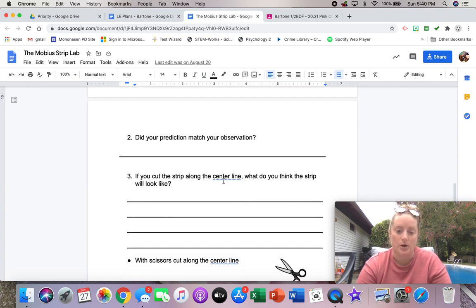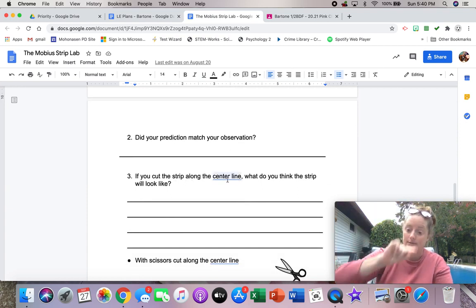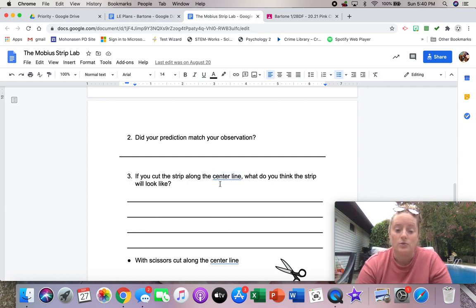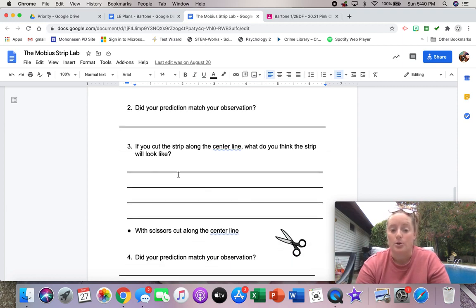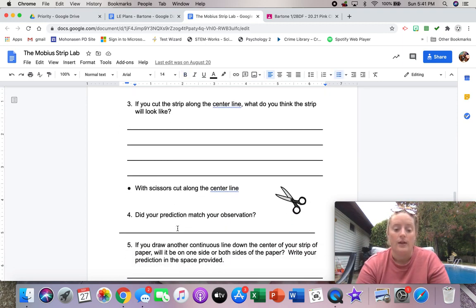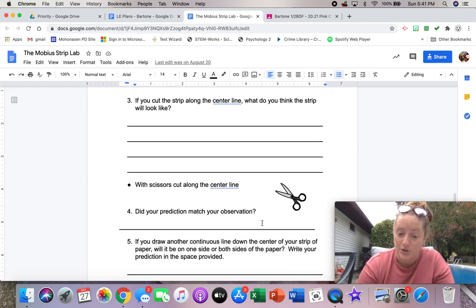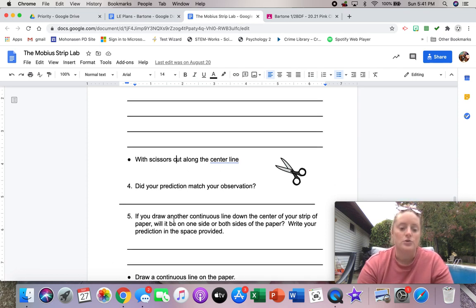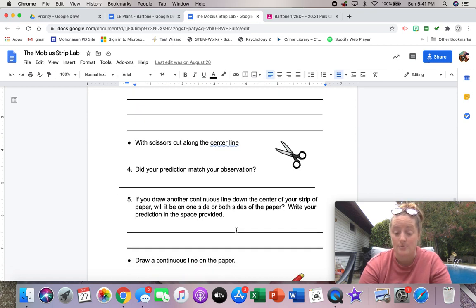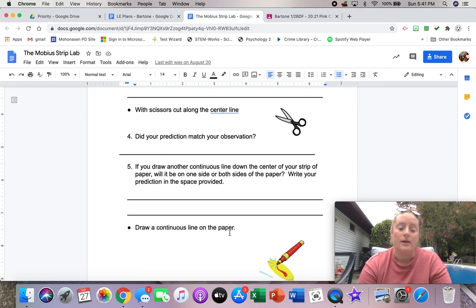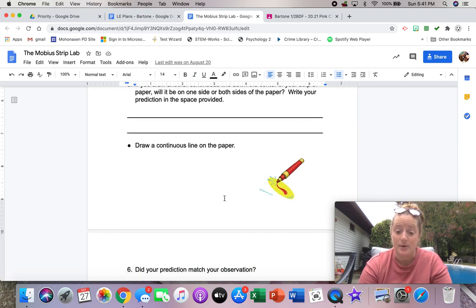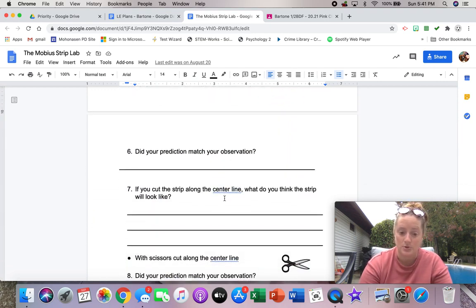If you cut the strip along that center line, so now you've drawn the line along the center line, take your scissors and cut it along that center line. What do you think it will look like? You're going to make your prediction here, then you're going to do it. And you're going to say, did your prediction match your observation? So now you're going to have a smaller piece of paper because you've cut it, but if you draw another continuous line down the center of that strip of paper, will it be on one side or both sides of the paper? Again, same question as before. Write your prediction. And then draw that continuous line on the paper and see what happens. Did your prediction match your observation?